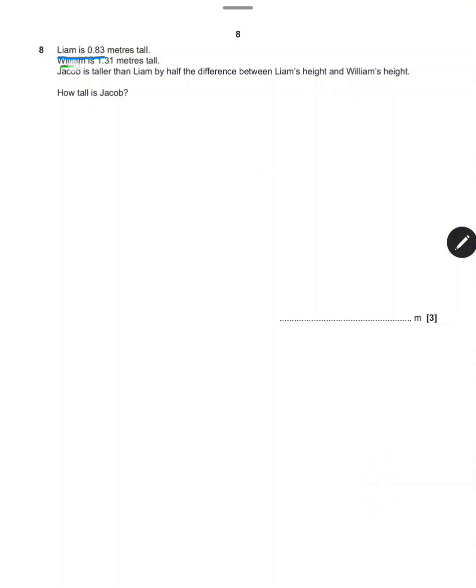Question 8, we've got Liam is 0.83 meters tall. And we've got William is 1.31 meters tall. And then we've got some information about Jacob, but I'm going to ignore that for now because we talk here about the difference between Liam and William's height. So I'm going to work on that bit first. We're going to look at the difference between the two heights.